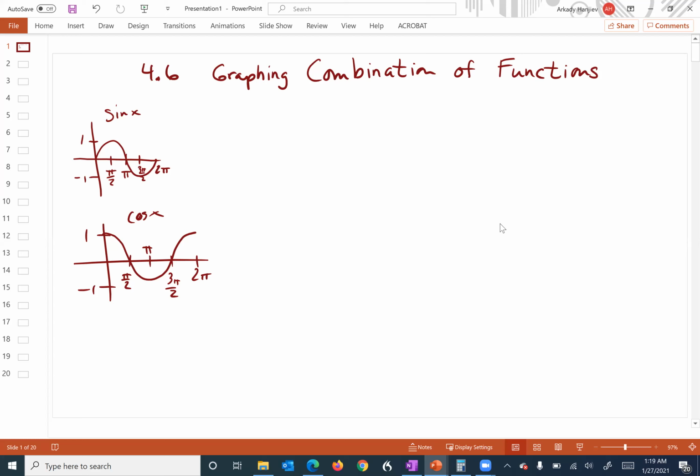So 4.6, that's where we're at. We're graphing combination of functions here. Just want to tell you real quick here, this one tends to be just a little bit more complicated than the other sections in chapter 4 as we're sort of getting to the end of combining a lot of things together here. So combination of functions mean we can combine cosine and sine. We can combine trig functions. We can also combine linear functions as well.